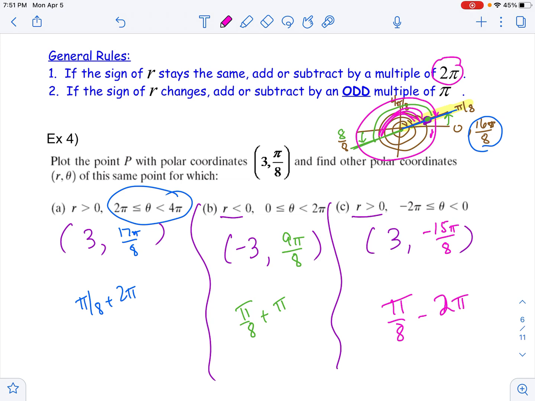An odd multiple of pi. So I could either add 1 pi, I could add 3 pi, which would give me a round and another half circle. So 1.5 circles. But you're going to add an odd multiple of pi. Usually it's just pi.